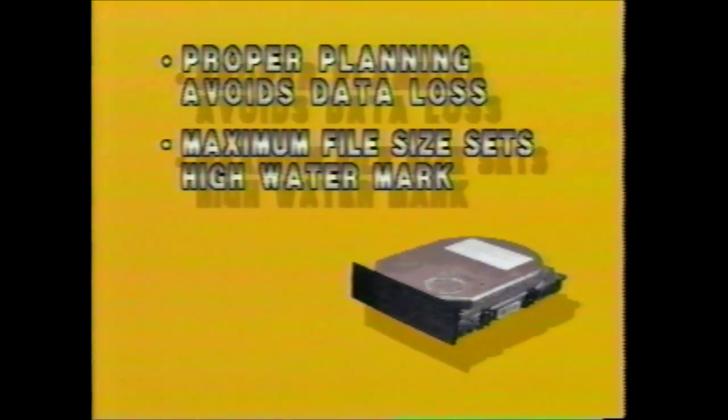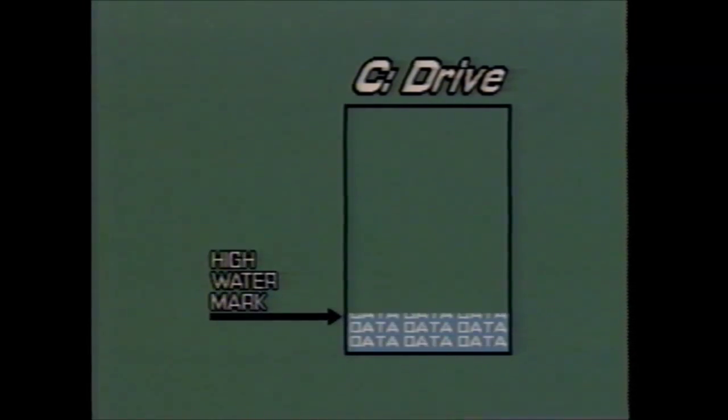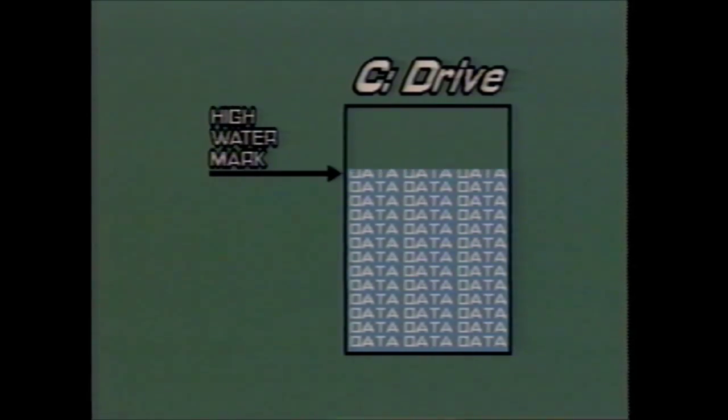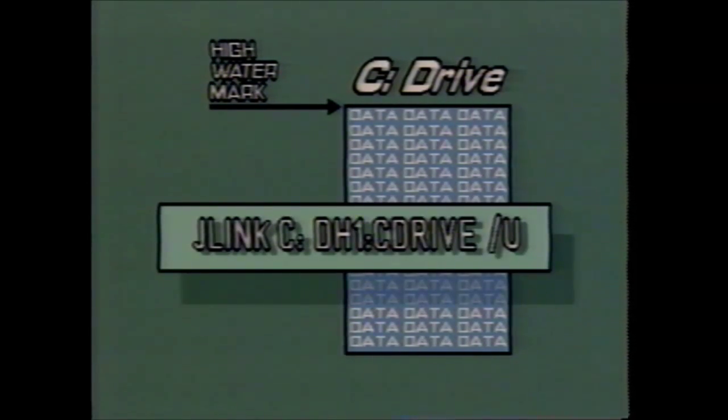the maximum number of bytes used. The slash U switch of the J-Link command permanently records that high watermark, and all data below this mark is protected. To prevent the loss of data, you should set the high watermark at its maximum value by copying files into the space until it is full. Then, use the slash U switch to unlink the virtual drive properly. The high watermark has now been permanently recorded at the virtual drive's maximum size.